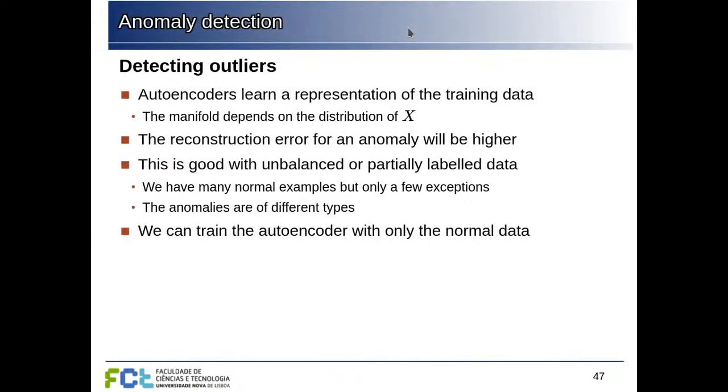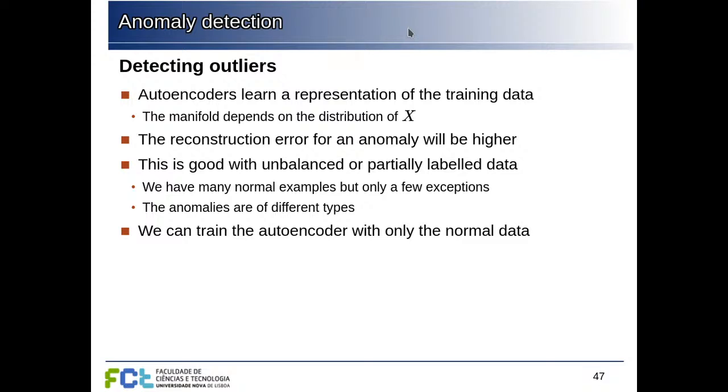So, this brings us to another useful application of autoencoders, which is detecting outliers. If we train the autoencoder on some data set, the autoencoder will learn what the distribution of that data is, and so it can recover examples which belong to that distribution. If then you try to present a completely different example to that autoencoder, the reconstruction error will be higher because it's outside the distribution that the autoencoder learned. So this is a good way of identifying outliers.